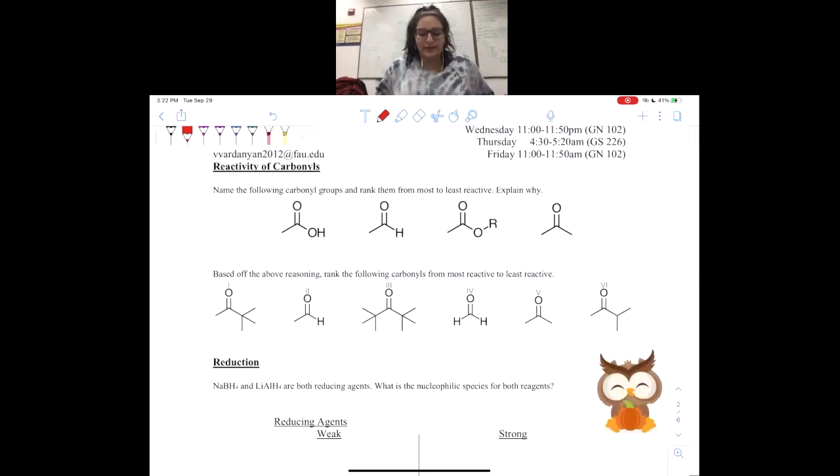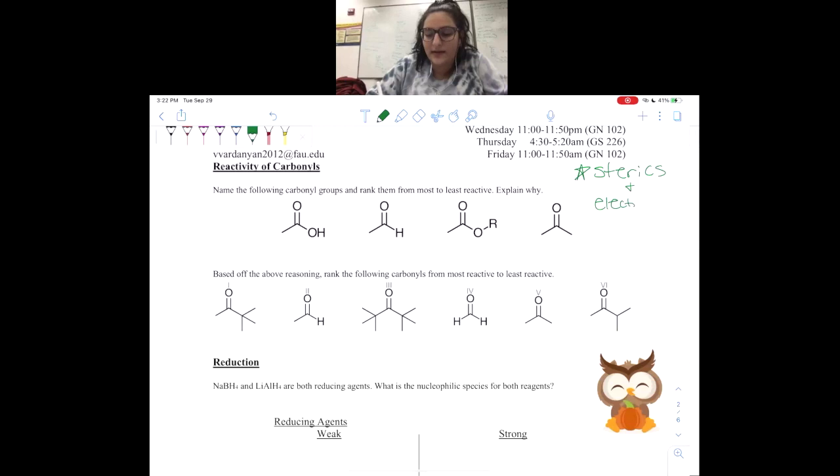Next up, we have reactivity of carbonyls. When it comes to reactivity, we're going to consider two main things, which are sterics and electronics. So I'm actually going to flip to a clean page just so I can explain the steric and electronic effects, and then we'll jump right back here.